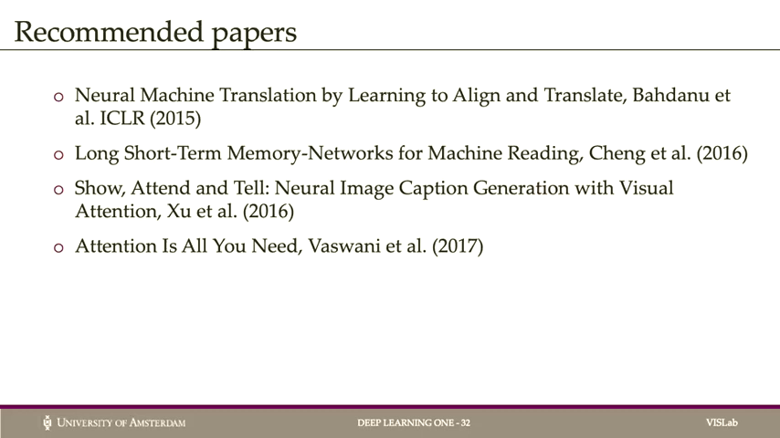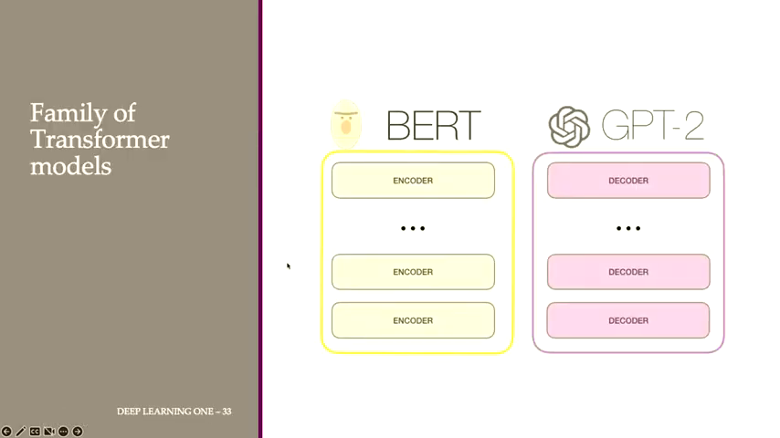We also have some recommended papers, which I mentioned throughout the talk. I would recommend the first one, Neural Machine Translation by Jointly Learning to Align and Translate, where attention is introduced, and the last one, Attention Is All You Need, where they introduce the transformer. Okay, that's it for this part. We can maybe take a short break, or first, if you have any comments or questions.